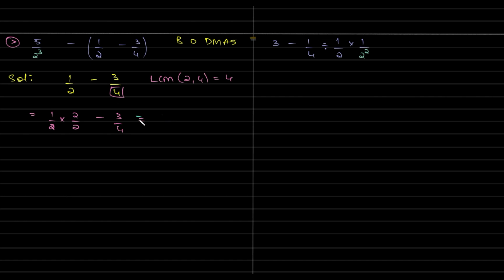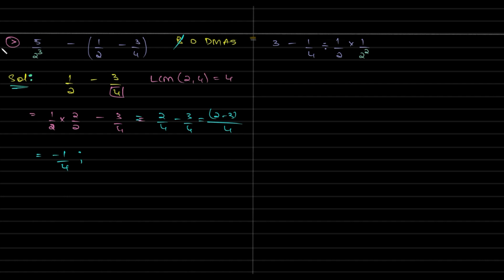And now we have, let me change the color. Now we have 2 by 4 minus 3 by 4. LCM is 4, 2 minus 3. So 2 minus 3 is negative 1 by 4. Right? So bracket done. Is there operation? Yes, we have operation. Let's solve that again separately.